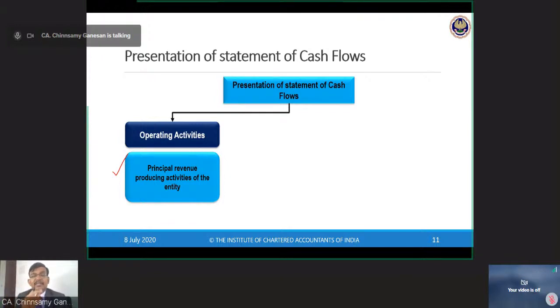Suppose if they are saying XYZ Limited, a banking company, then the banking company interest income is a core activity, right? And giving loan, it's a core activity. Taking loan, because it takes fixed deposit, is a core activity. So you have to be very, very clear by seeing what is the nature of the entity or the core business activities of the entity, based on which the classification will come.